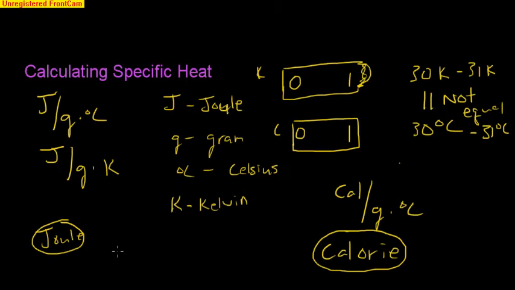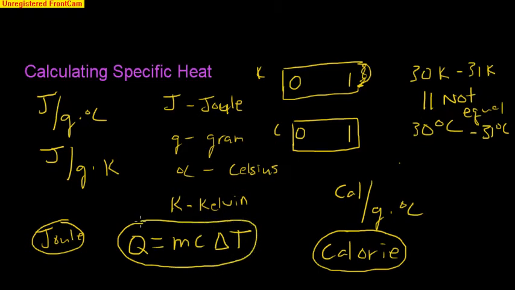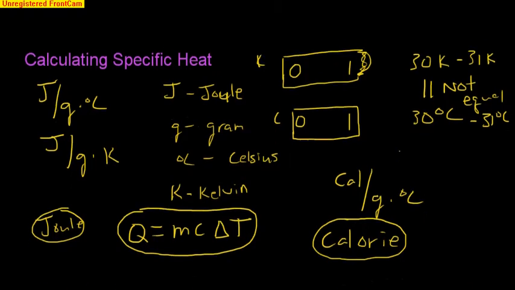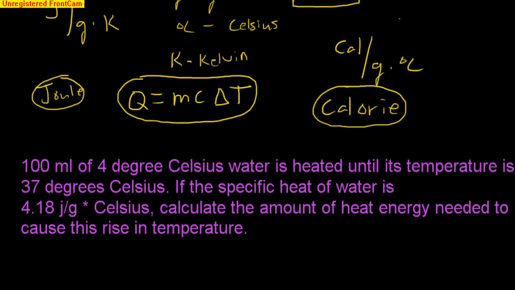In calculating specific heat, the formula that we're going to use is Q equals MC delta T. So here's our formula for calculating heat energy using specific heat. Let's scroll down to the actual problem, and I will explain what the Q's and M's and C's and everything mean.